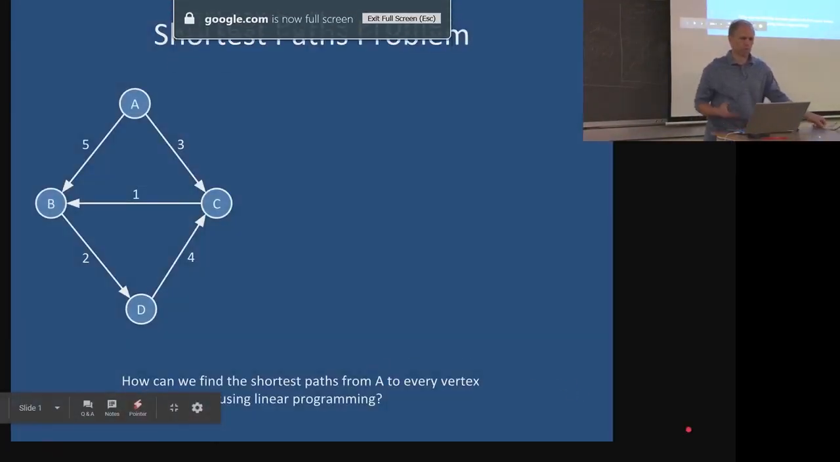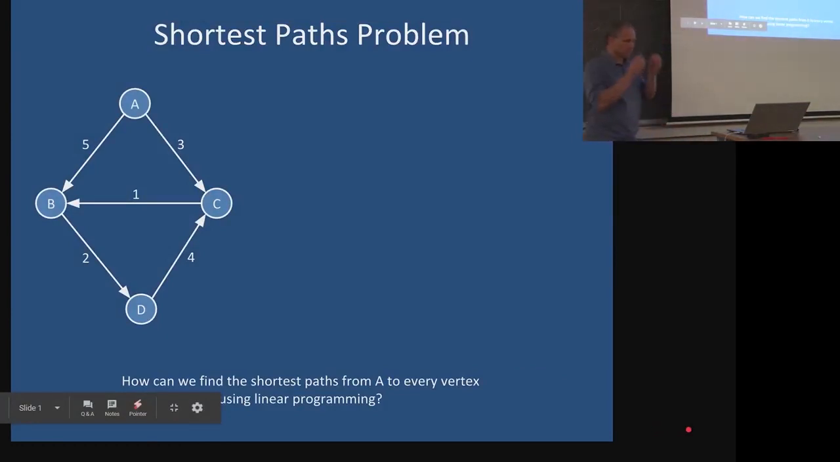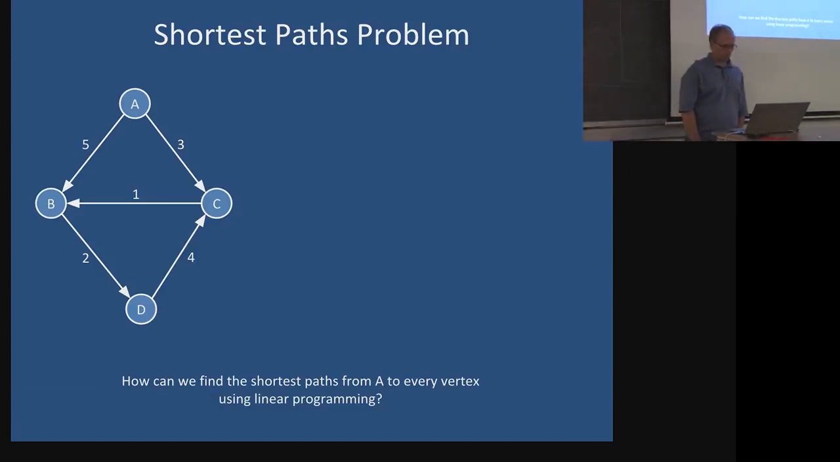We know we can solve this with, say, Dijkstra's algorithm. But we're going to try to write a linear program for this. All right? So think about it for a minute. How can we come up with variables and objective function and constraints in order to solve this? It's a little tricky.